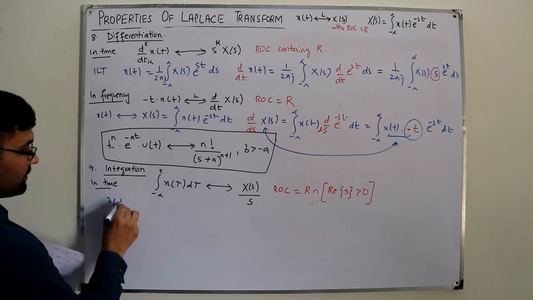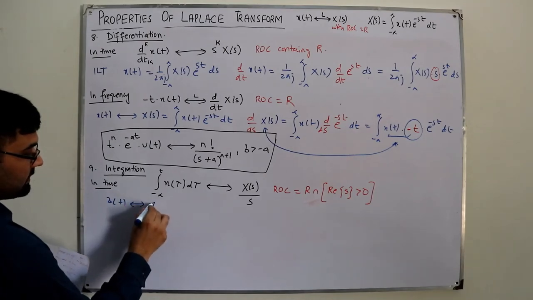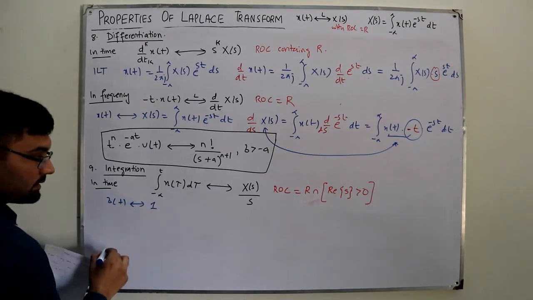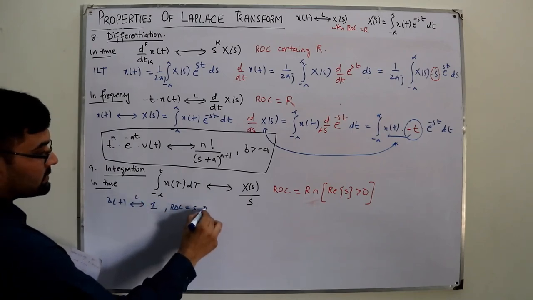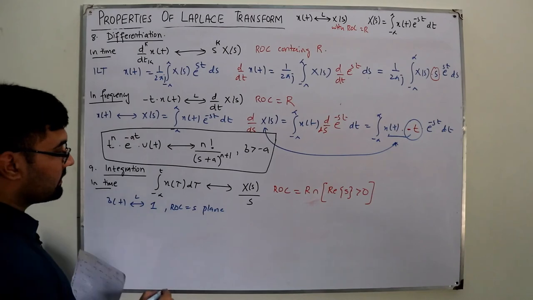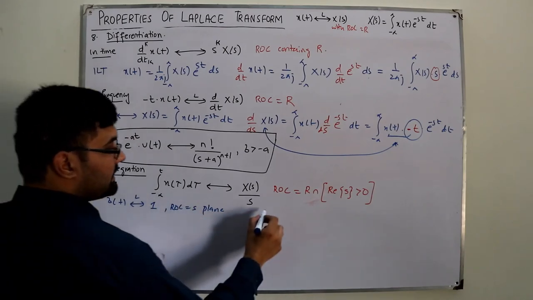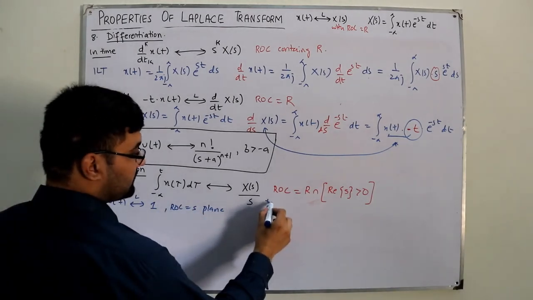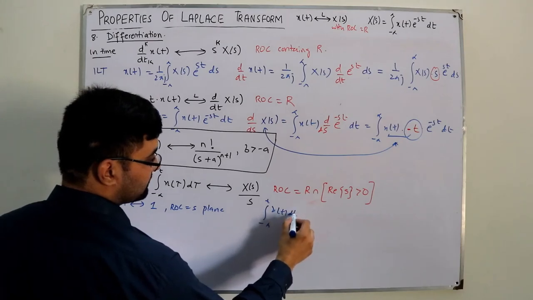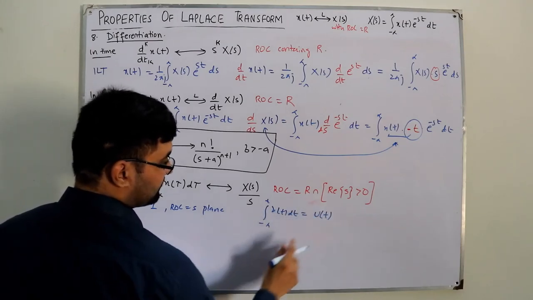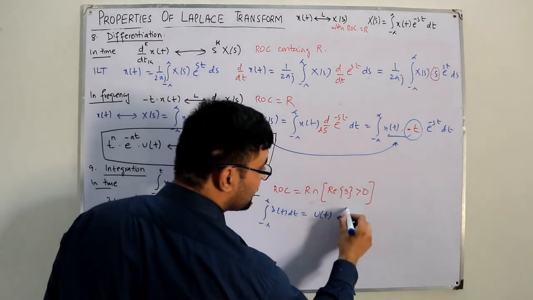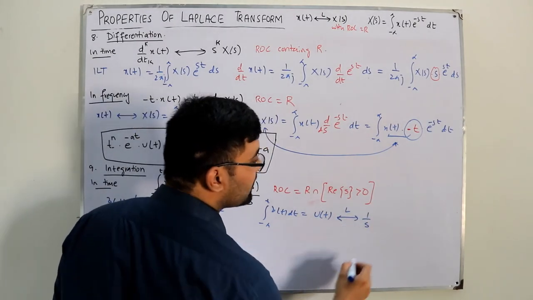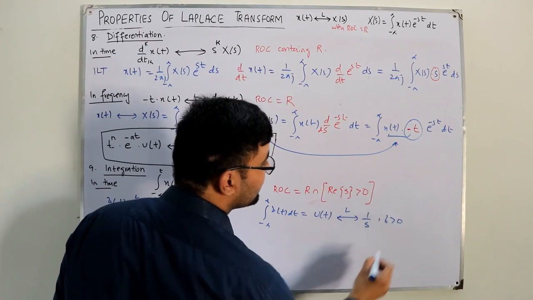To understand the ROC, take an impulse signal. Laplace is 1. ROC is the overall S plane. If you take the integration now of this impulse, this would be u of t, which is a step signal. And the corresponding Laplace transform for a step is 1 over s with sigma greater than 0.